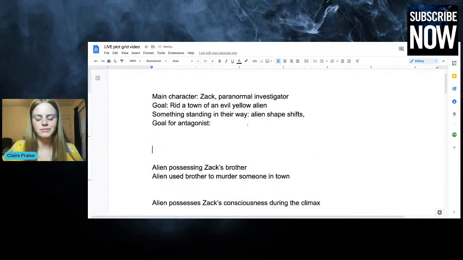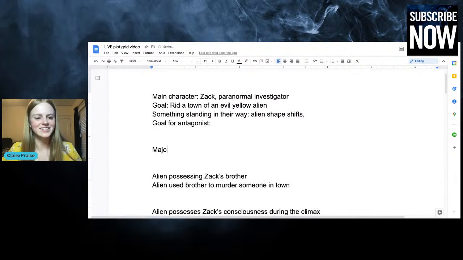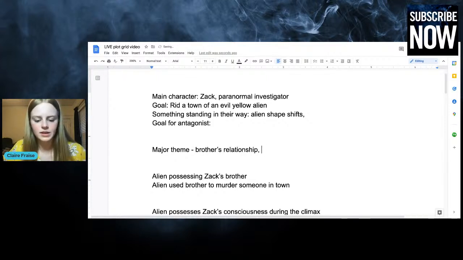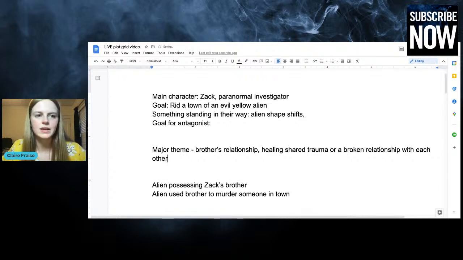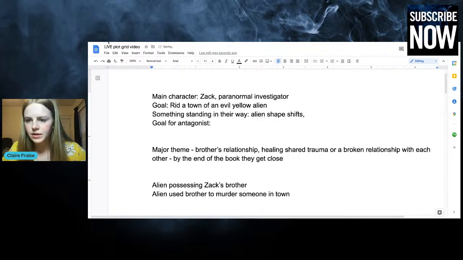Okay, so this is tricky, juggling all of these things live. So the major theme, maybe we're going to toy around with having a major theme be about the brothers' relationship and healing shared trauma or a broken relationship with each other. So by the end of the book, they get close.